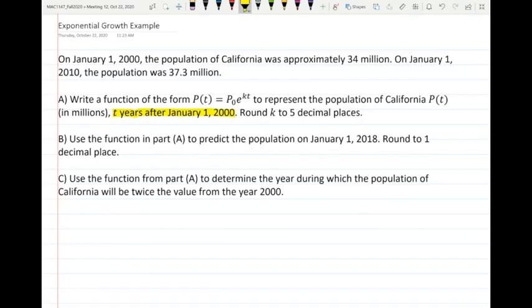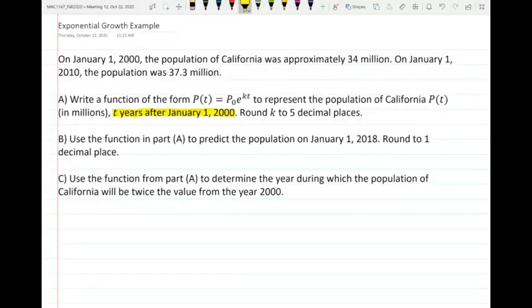That's part A. Then part B says use the function in part A to predict the population on January 1st, 2018. And then we round to 1 decimal place. And finally, part C, use the function from part A to determine the year during which the population of California will be twice the value from the year 2000. In other words, when will the population double?